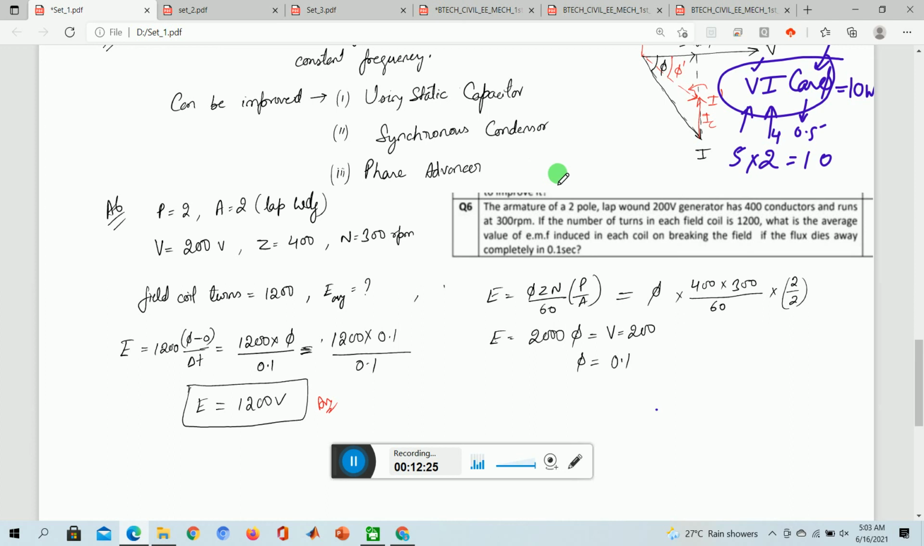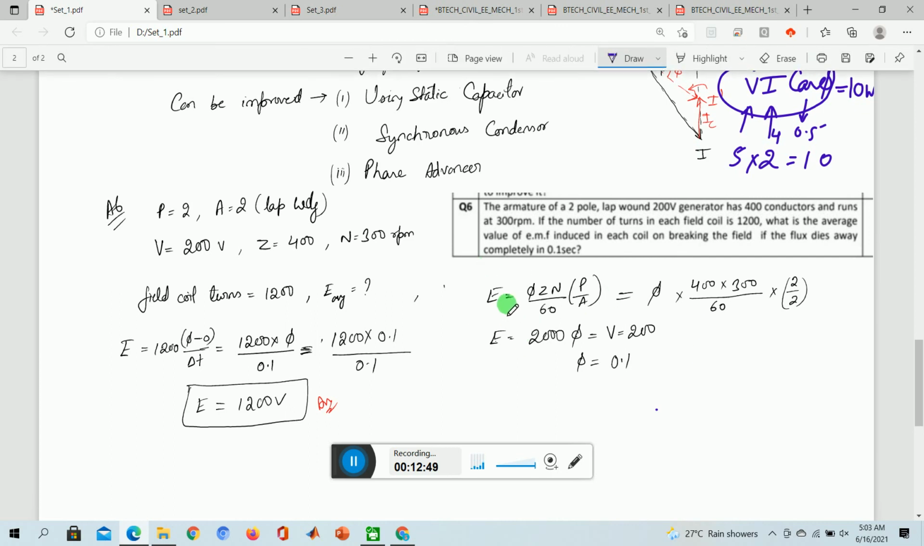The last question is the armature of the DC machine, where the number of poles is given. Lap winding means it is a 2-pole. The voltage for which it is designed is 200 volt. Z, the number of conductors, is 400, and it is rotating at 300 rpm. So from the formula, the EMF induced in the armature is phi ZNP by A, and flux is not given, so we can put the value of E equal to V at 200 and get the value of phi.